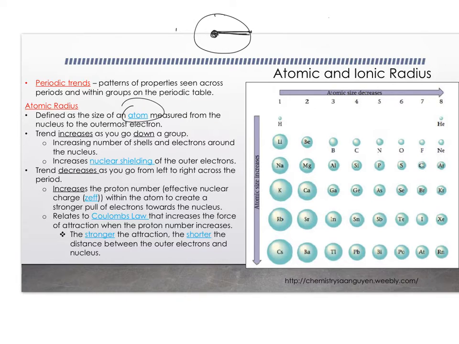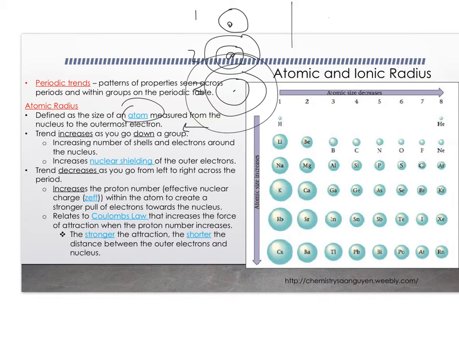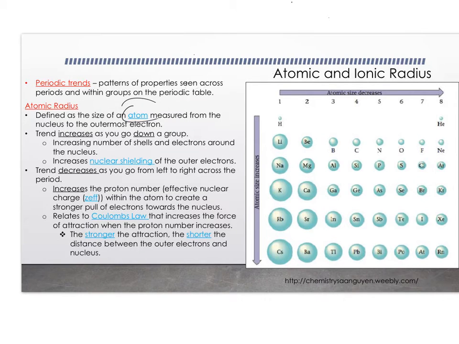If you go down a group, the periodic trend for atomic radius is going to increase. That is because the period number represents the number of shells around the nucleus. So in row number 1, we have 1 shell. Row number 2, there are 2 shells. Row number 3, we have 3 shells. So you can see as you go down a group, the size of the radius is going to increase, going from the nucleus to the outermost electron. You can see a good representation of the atomic radius trend looking at the picture to your right. So again, as you go down the group, the size of the radius is going to increase.